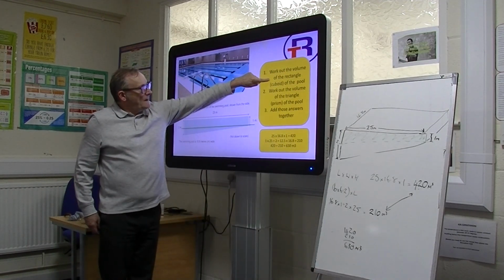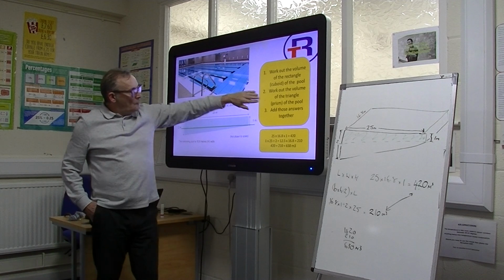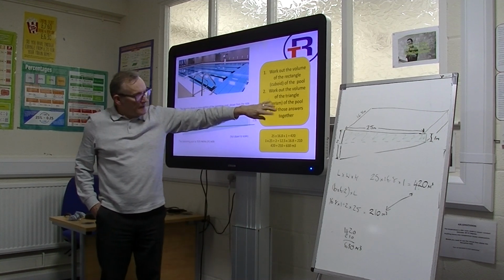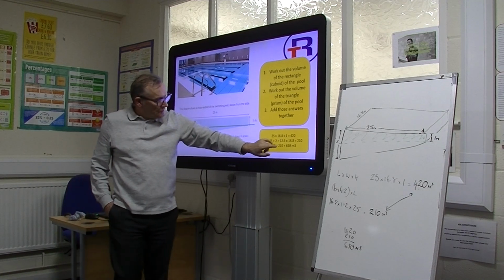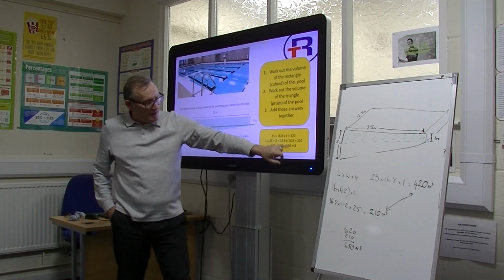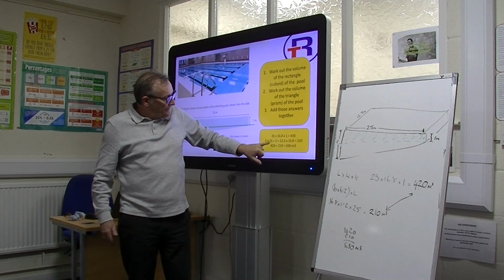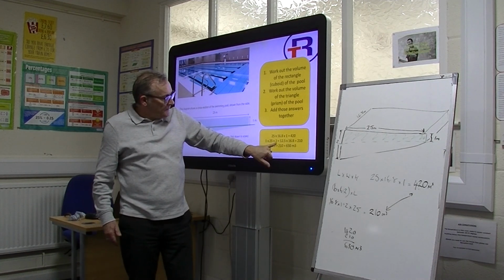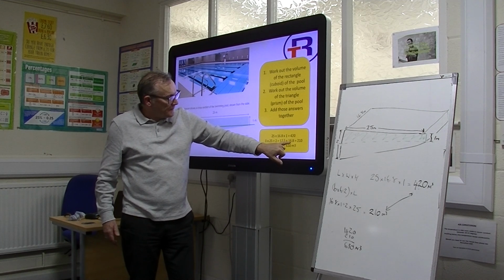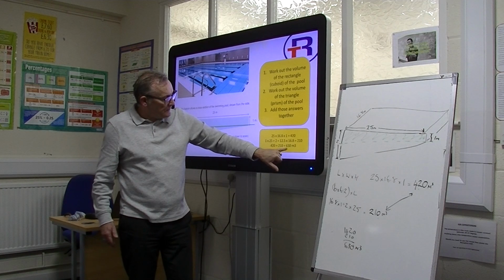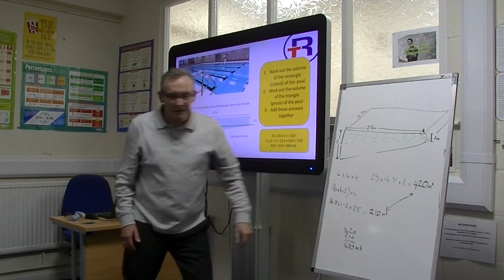Work out the volume of the rectangle, which is a cuboid. Then work out the volume of the triangle, which is a prism. We added them together. There's the sum, 25 times 16.8 times 1. I used slightly different numbers, but that doesn't particularly matter. 1 times 25 divided by 2 equals 12.5, times 16.8 is 210. 420 plus 210 equals 630 cubic metres, yeah?